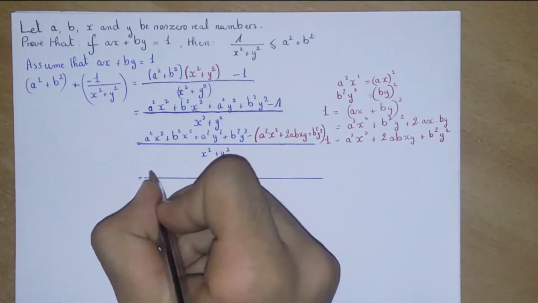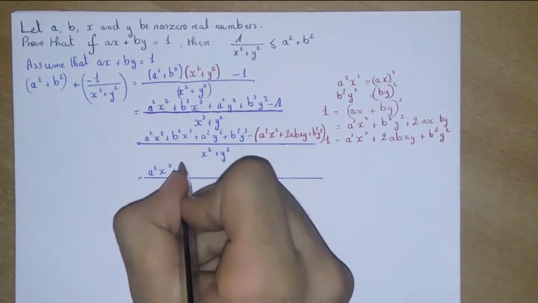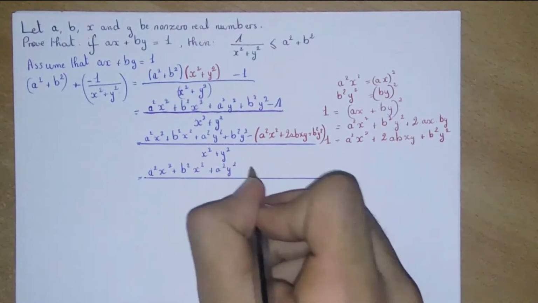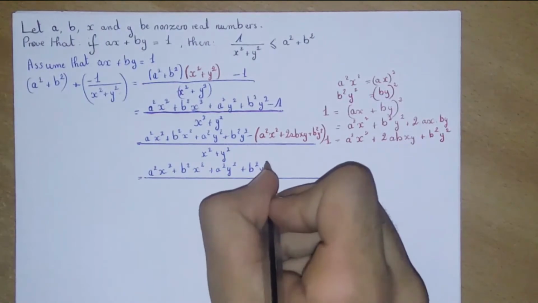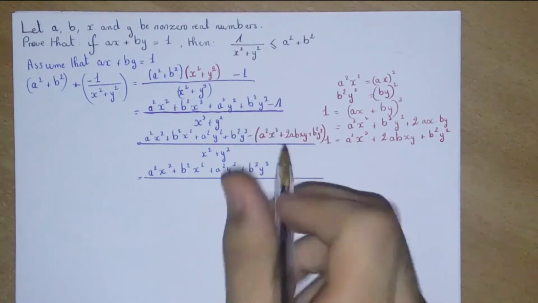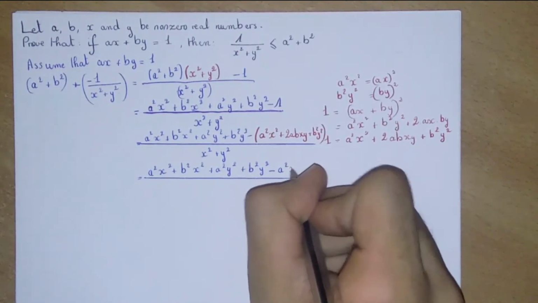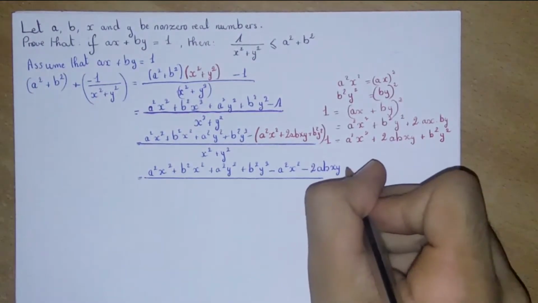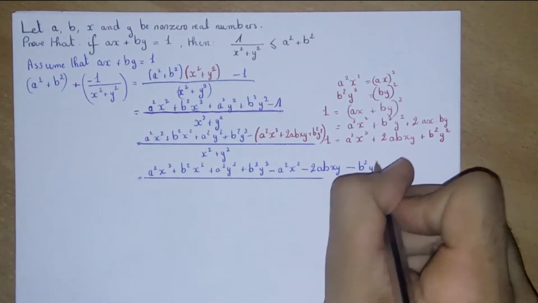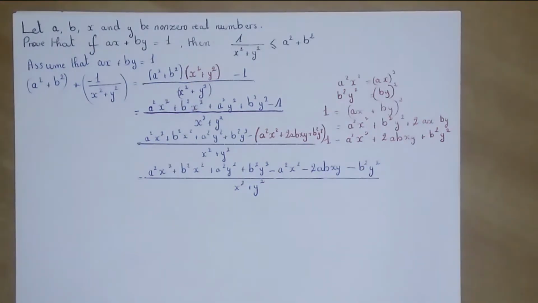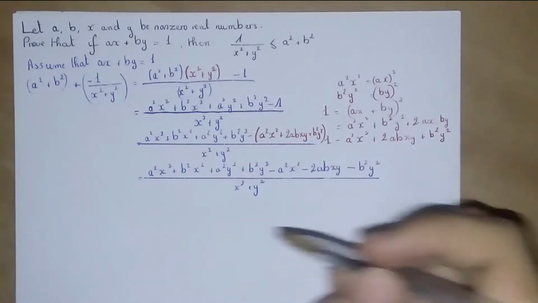So I've got my first 4 terms, and then I'm going to add minus each of these terms. So minus a squared x squared minus 2abxy minus b squared y squared. All of this is over x squared plus y squared, of course. So now there are some terms that cancel each other out that I could simplify.